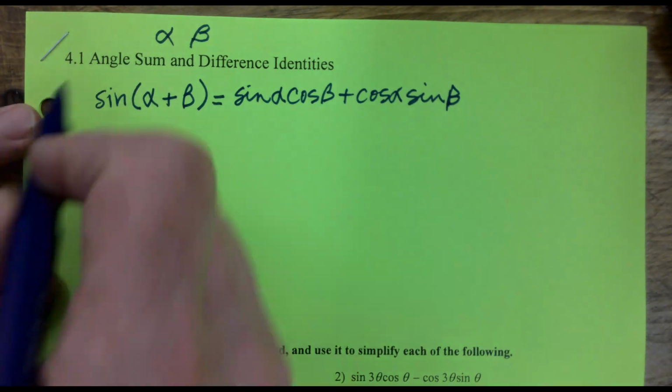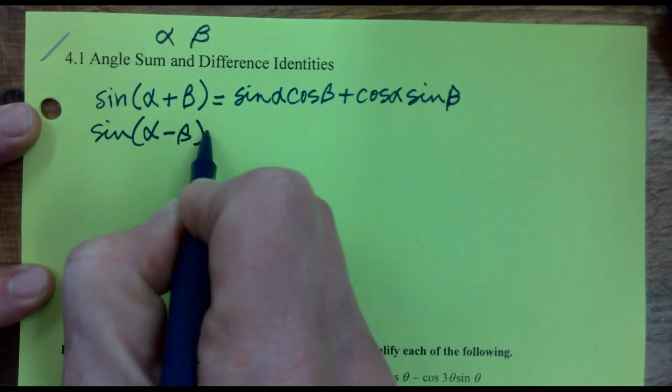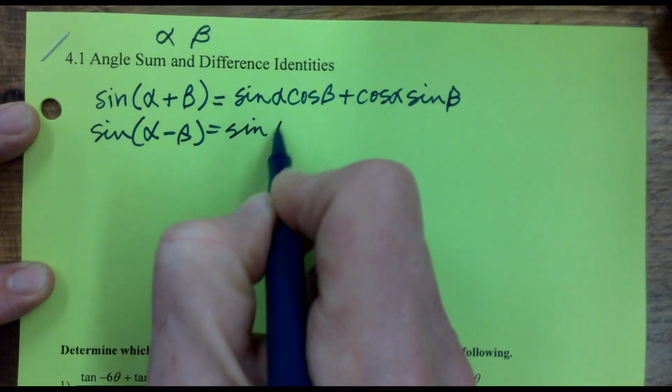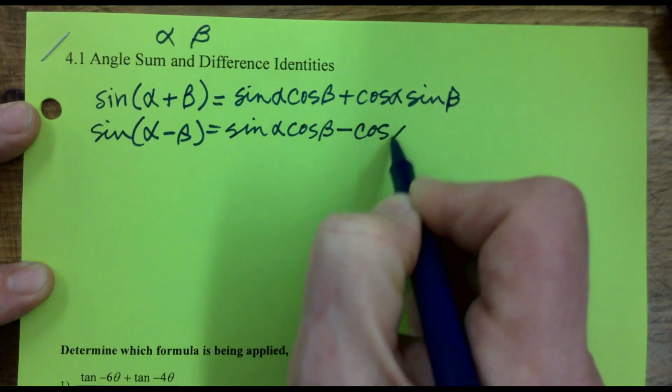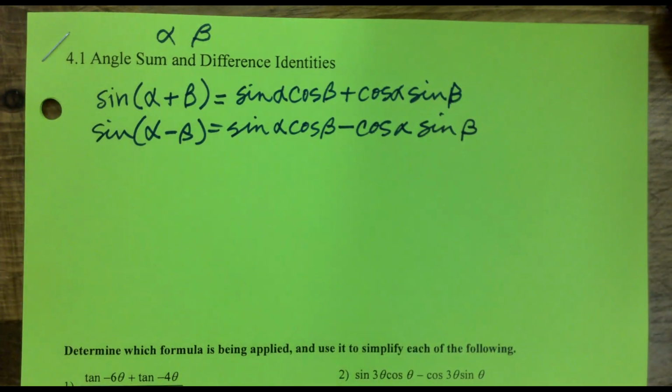The sine difference is very similar, except guess what? Minus. That's it. So sine alpha cosine beta minus cosine alpha sine beta. So that's our sine sum and sine difference. It would be lovely if all of them kind of followed the same thing, but they don't.